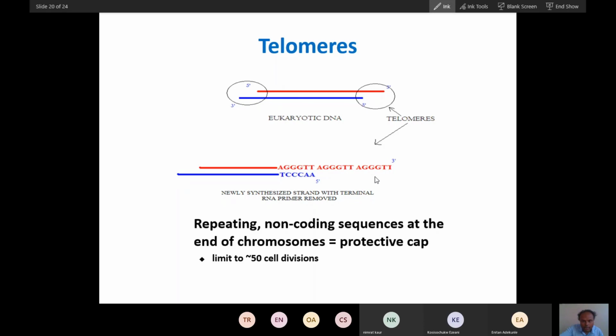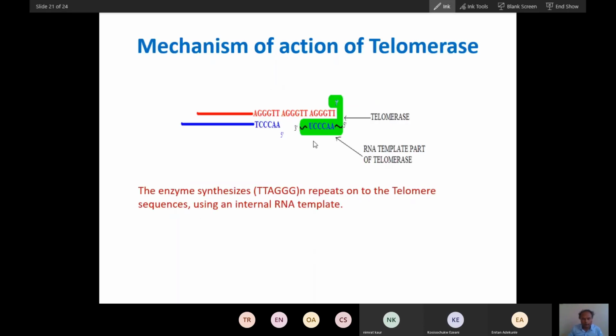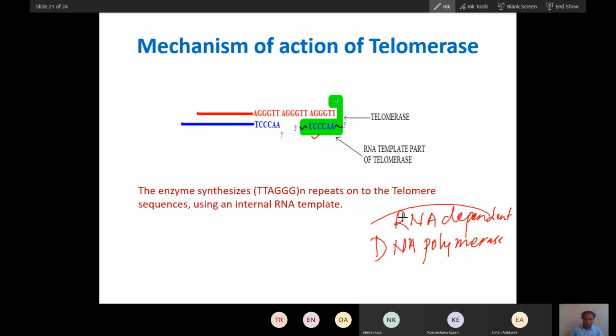So now let's see how telomerase secures this end. This is the telomerase enzyme. Telomerase enzyme is an RNA dependent DNA polymerase. Did you get that? Telomerase enzyme is what type of enzyme? It is RNA dependent DNA polymerase.